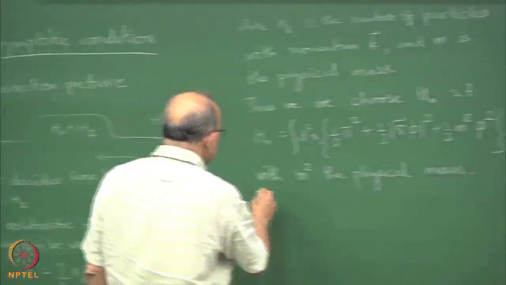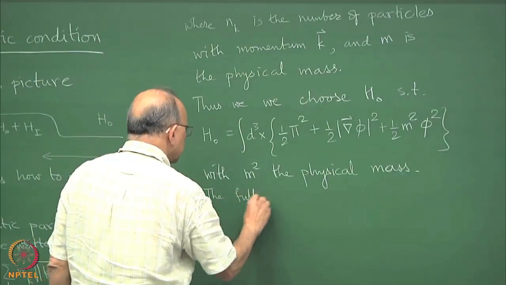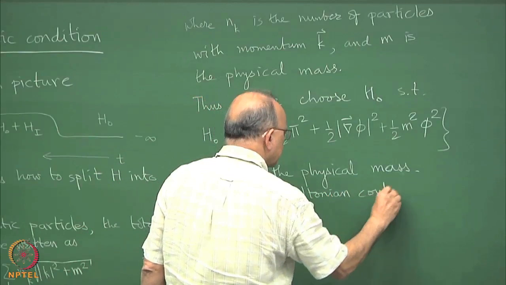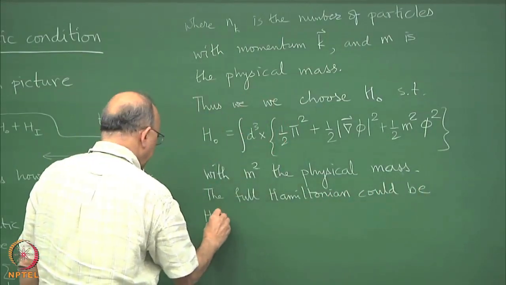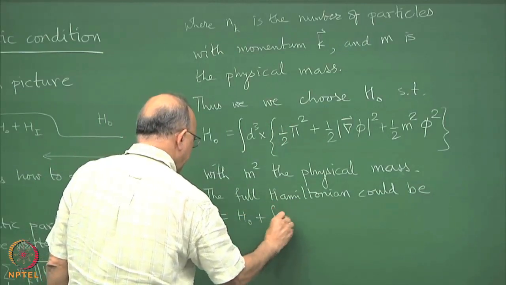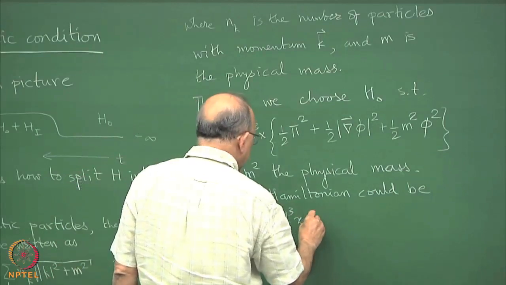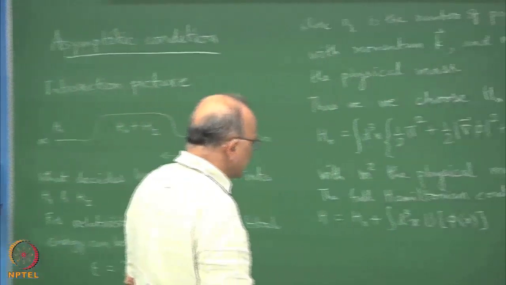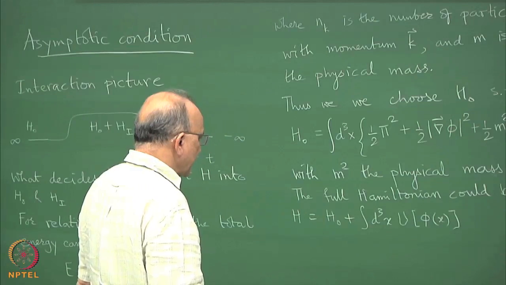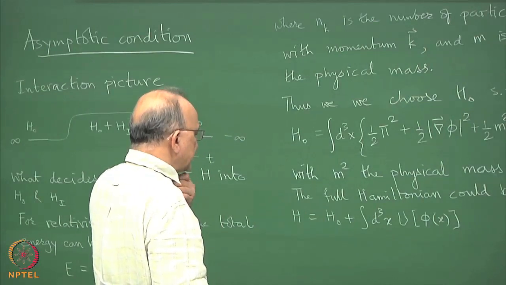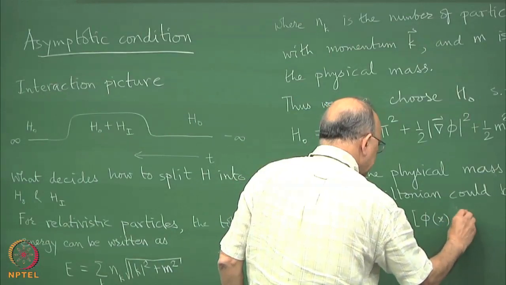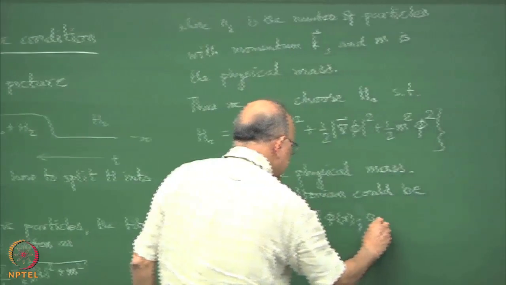So the full Hamiltonian could be, and let us put some u of phi of x. Let us not put derivatives for the time, keep it simpler. Take this kind of a Hamiltonian density. So it could be like this, and u would contain some couplings. Okay. Let me put G_I.